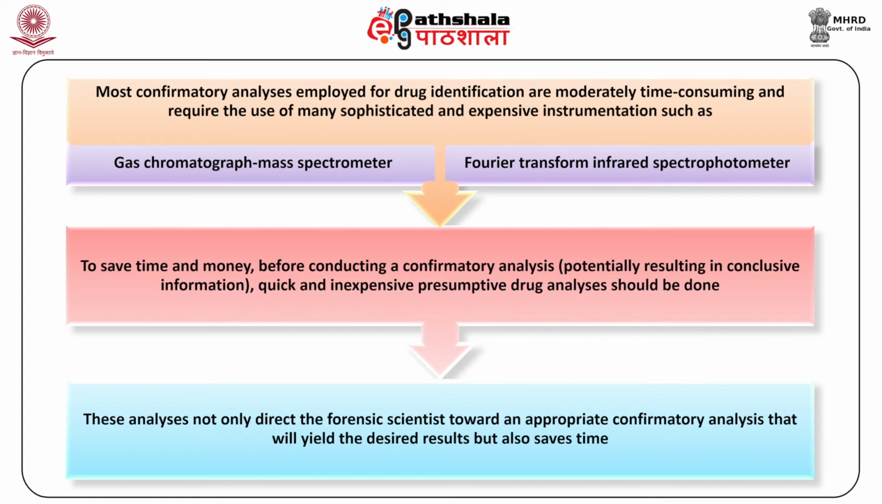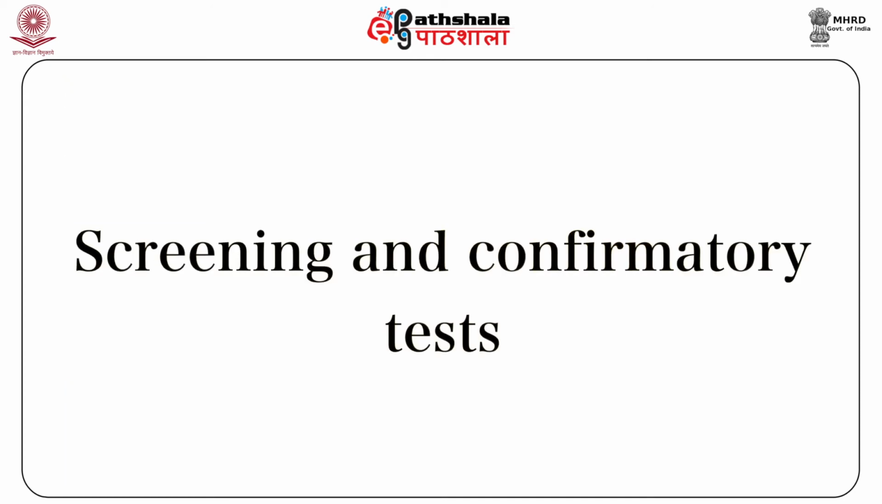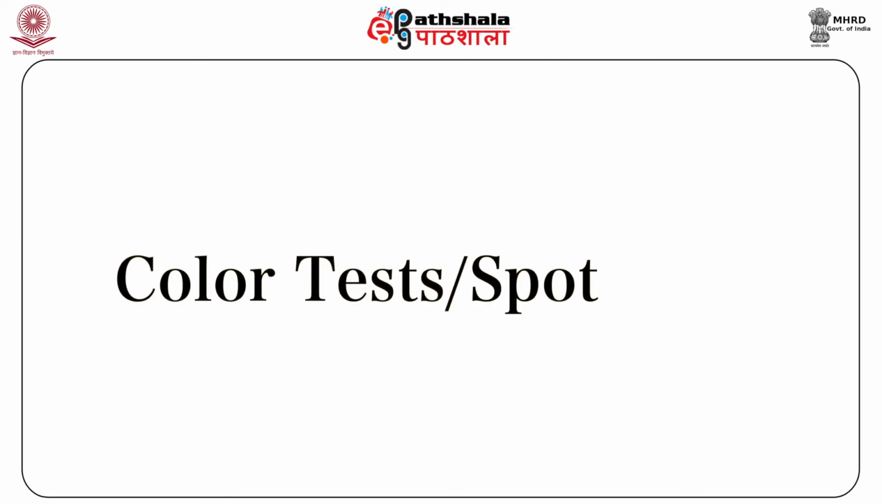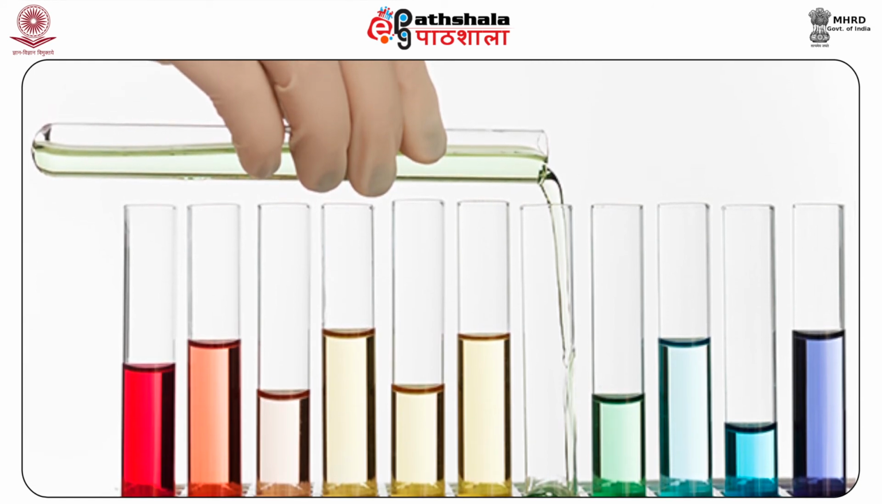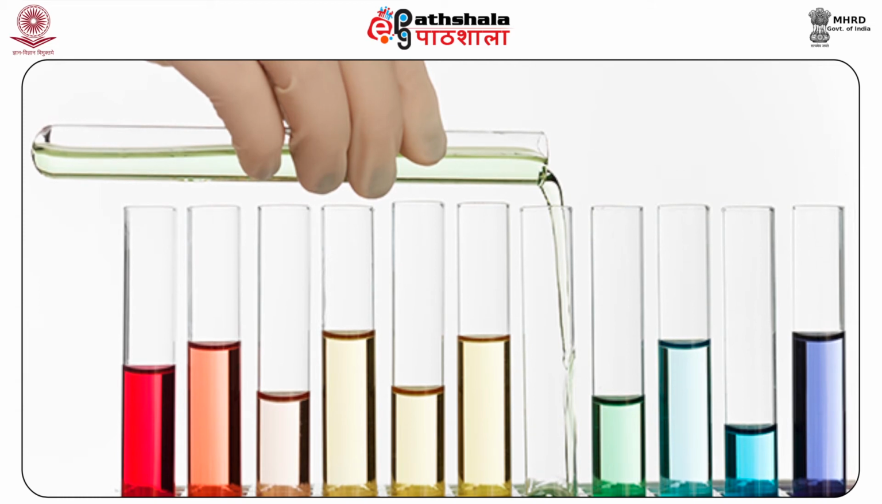To save money and time before conducting a confirmatory analysis by instrumentation techniques like GC, quick and inexpensive presumptive drug analysis should be done. These analyses not only direct the forensic scientist towards an appropriate confirmatory analysis that will yield the desired results, but also save time. Let us discuss the screening and confirmatory tests which are normally performed. Different drugs yield characteristic colors when they are allowed to react with certain specific chemical reagents. These tests not only indicate the presence of certain drugs but are also for screening purposes to give the investigator a proper direction in which he can proceed his investigation.